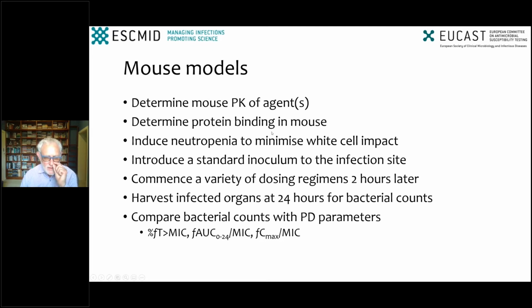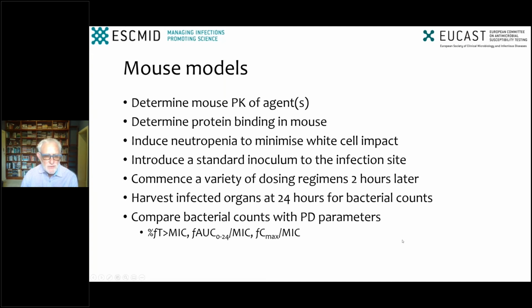Secondly, you need to know about protein binding, because only free drug is active, and it can be different in a mouse from a human. So you need to work it out for the mouse. You need to induce neutropenia to minimize the white cell impact. You need to then introduce a standard inoculum to the infection site, commence a variety of dosage regimens 2 hours after it to allow the organism to settle in and start growing. And at 24 hours, the affected organs are harvested and bacterial counts are conducted of them.